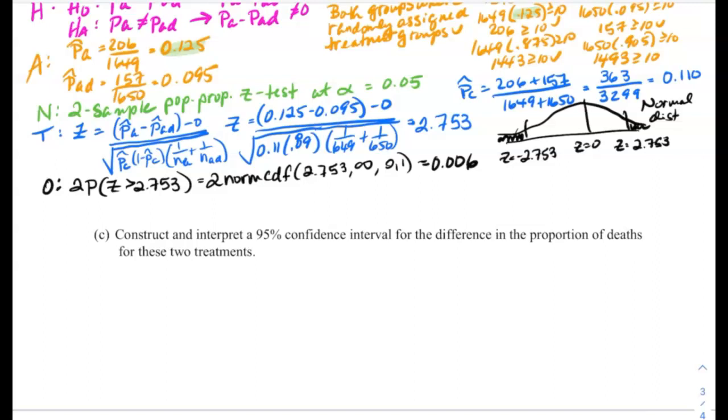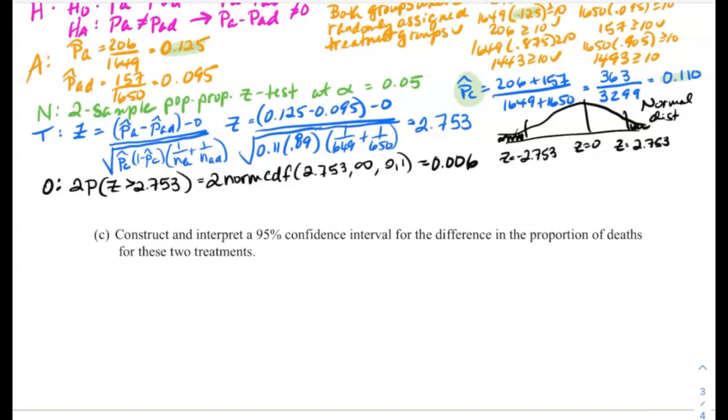So once I got there and I wrote down the formula, I realized, darn it, I'm actually going to have to go and calculate it. So I took a moment and I calculated. I got 11%. So 11%, 89%, 1 over 649 plus 1 over 650 is our standard deviation. We got a z-score of 2.753.